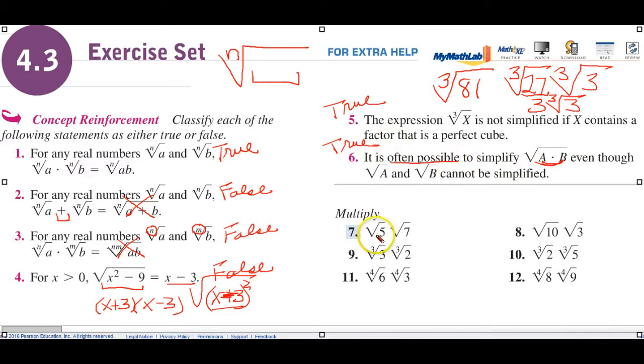Okay, now let's do some examples. We'll pause again. We'll give some assignments, and you want to see what you get.